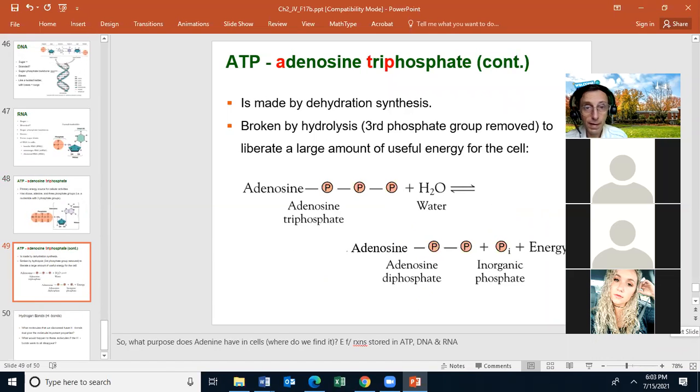So ATP is made by dehydration synthesis. We take ADP, adenosine diphosphate, shown here, and we add phosphate. It's just an inorganic phosphate. Then you need energy to make this reaction go, and that'll form water and ATP, adenosine triphosphate. You can break ATP by breaking that bond by adding water to form adenosine diphosphate, ADP, and then phosphate will come off, and that will release a large amount of energy. And that's how the cell uses ATP to get its energy needs.